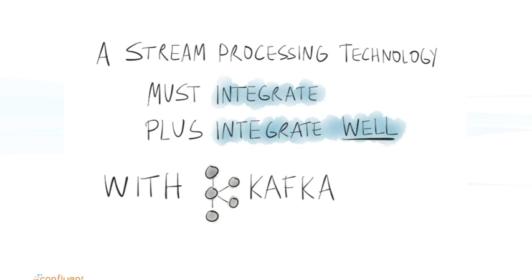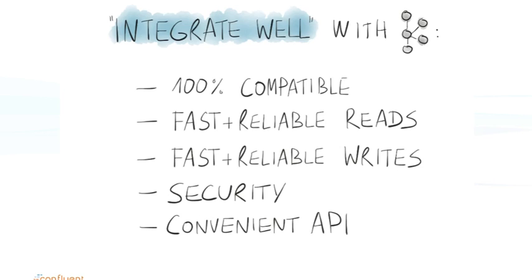What do I mean with that? Integrating well means, first and foremost, it must be truly 100% compatible with Kafka. Now, historically, different stream processing technologies had better or worse records of Kafka compatibility, and some were even notoriously problematic. Kafka's recently introduced Streams API, of course, does not suffer from such problems because it's part of the open source Apache Kafka project and thus perfectly compatible and tested. So compatibility is very important.